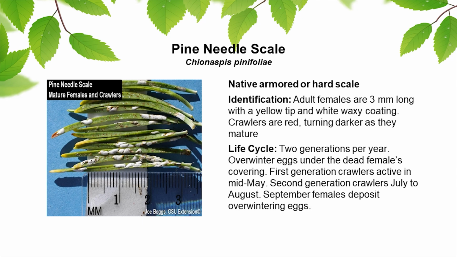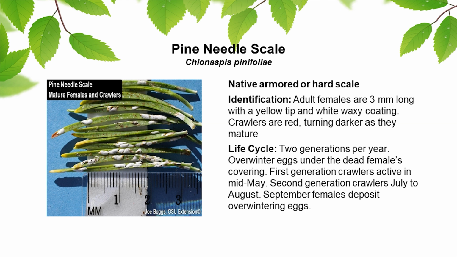Pine Needle Scale. Pine Needle Scale is a native armored or hard scale. Pine Needle Scale adult females are 3 mm long with a yellow tip and a white waxy coating. Crawlers are a red-orange color and turn darker as they mature. There are 2 generations of Pine Needle Scale per year. They overwinter as eggs under the dead female's waxy covering.